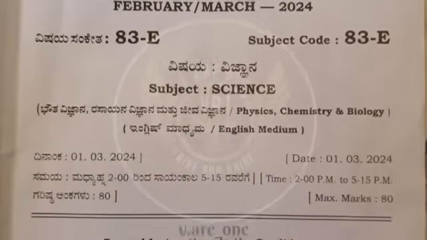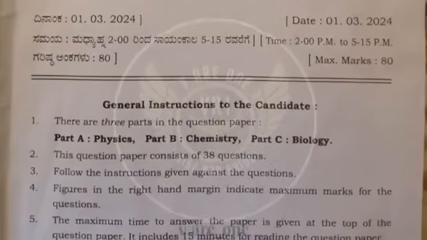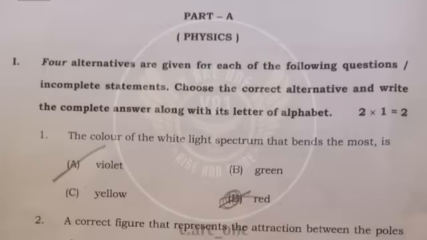Let us discuss the state level SSLC preparatory examination of science. First main, multiple choice question. The first question: the color of the white light spectrum that bends the most is, and the answer is option A, violet.